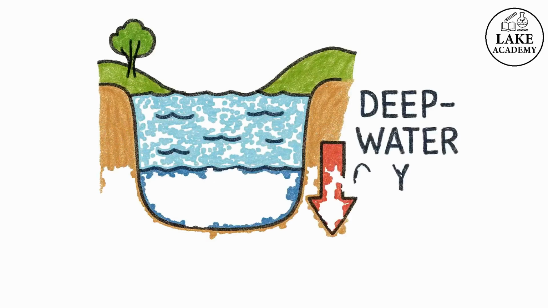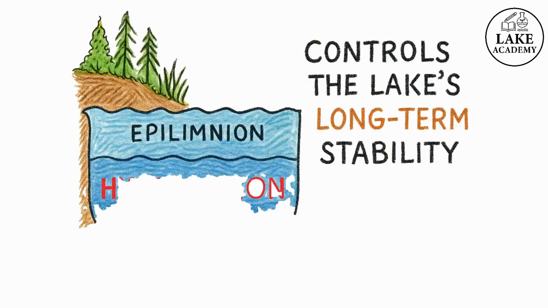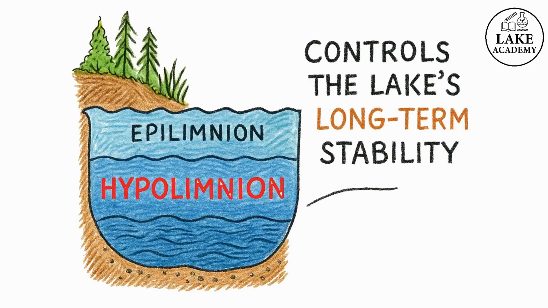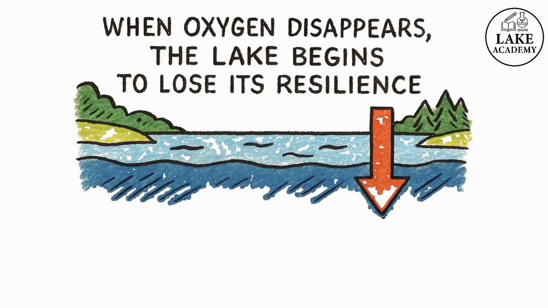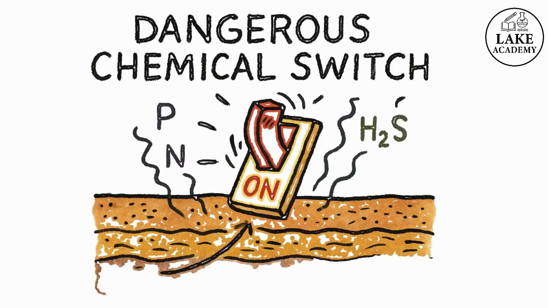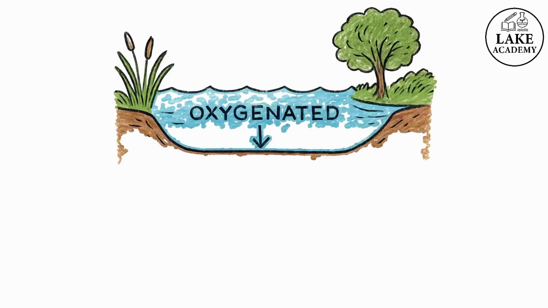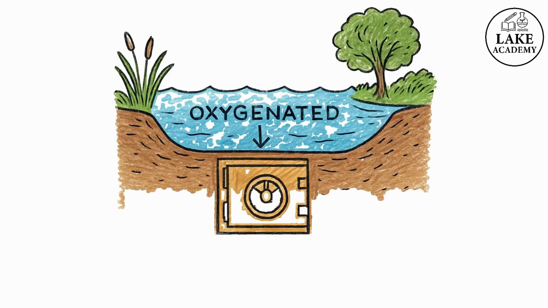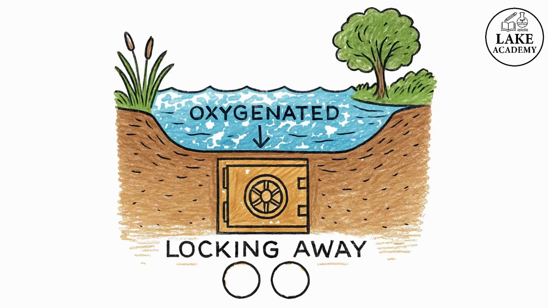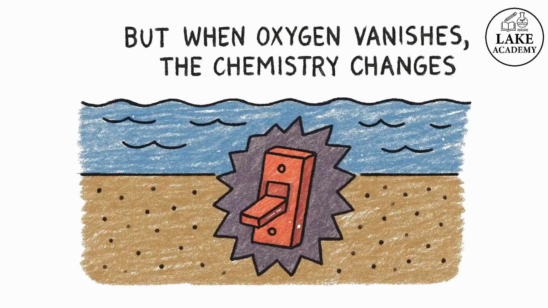This brings us to the most critical part of the story, why that deep water oxygen level is the key to everything. The deep layer, the hypolimnion, controls the lake's long-term stability. When its oxygen disappears, the lake begins to lose its resilience. A dangerous chemical switch gets flipped in the sediment. Under healthy, oxygenated conditions, lake sediments act like a vault, locking away nutrients like phosphorus and nitrogen. But when oxygen vanishes, the chemistry changes. The vault door swings open.